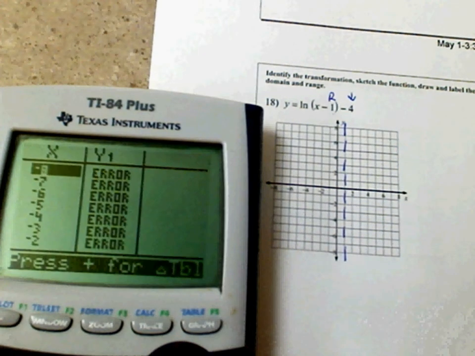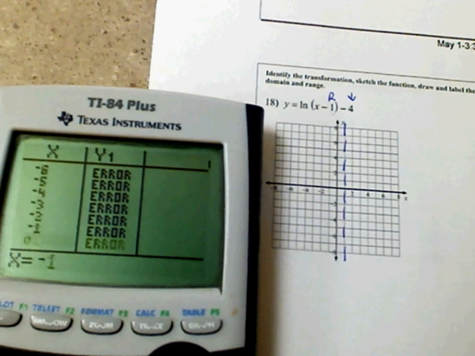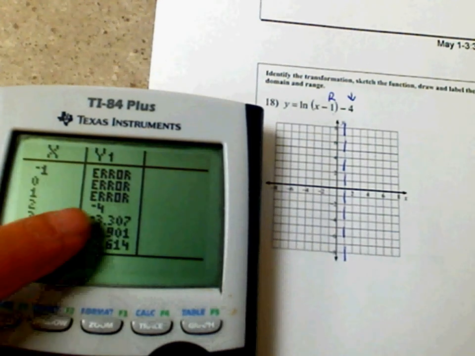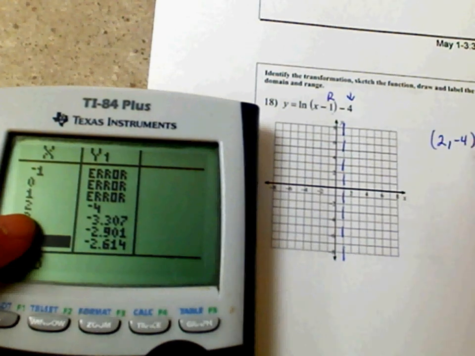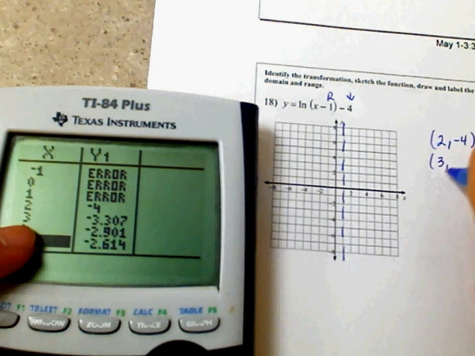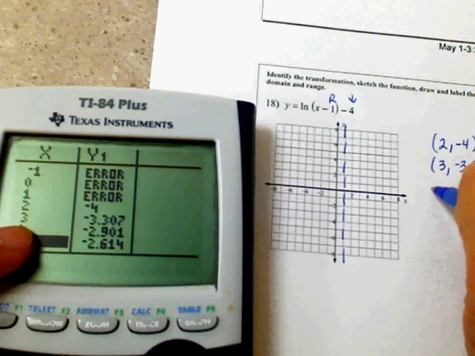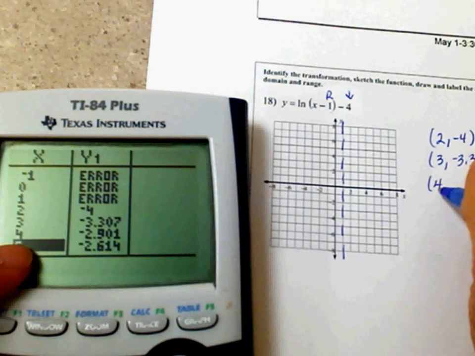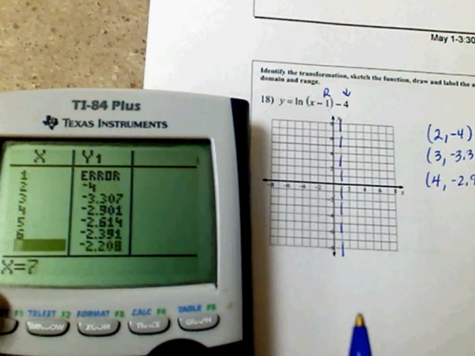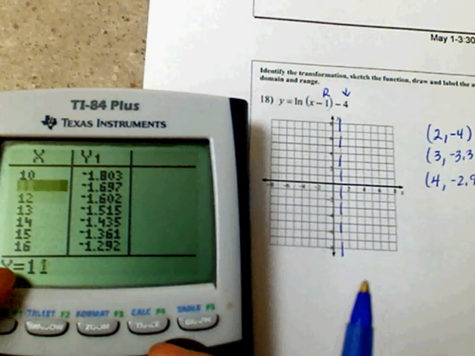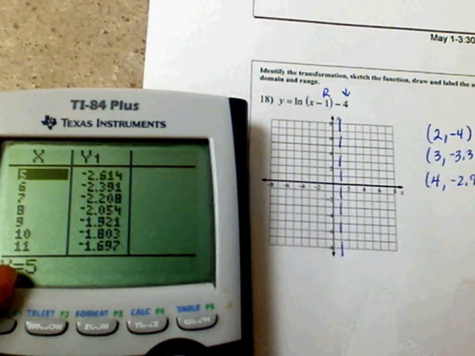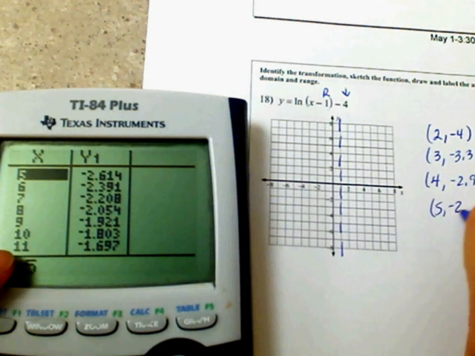You guys see that right there? So your first point is 2 and -4. Next one is 3 and -3.3. Next one is 4 and -2.9. See if you can find one that has a whole number anywhere. There's not one, okay? So that way we can just kind of continue. 5 and -2.6. And your last number is an 8, so try to get that 8.